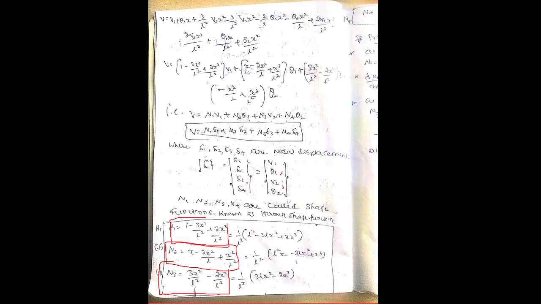So delta is nothing but the nodal displacement vector with respect to each node. There are 2 degrees of freedom: one is translation, one is slope or rotation. That is v1, theta 1, v2, theta 2, and so on. Got it?